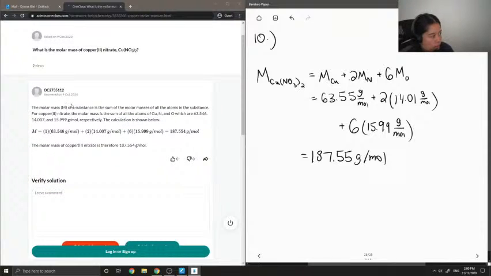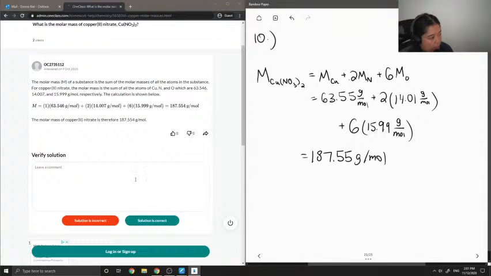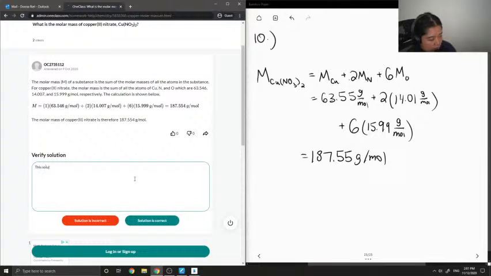So let's see what our junior tutor said. Molar mass of a substance is the sum of the molar masses of all the atoms in the substance. For copper II nitrate, the molar mass is the sum of all the atoms of copper, nitrogen, and oxygen, which are 63.546, 14.007, and 59.999 grams per mole. And then they just showed out the calculation and got the same answer. So I can verify that this solution is correct.